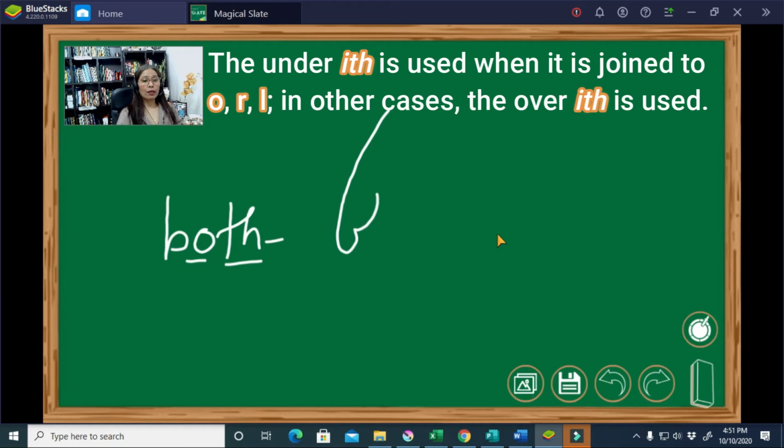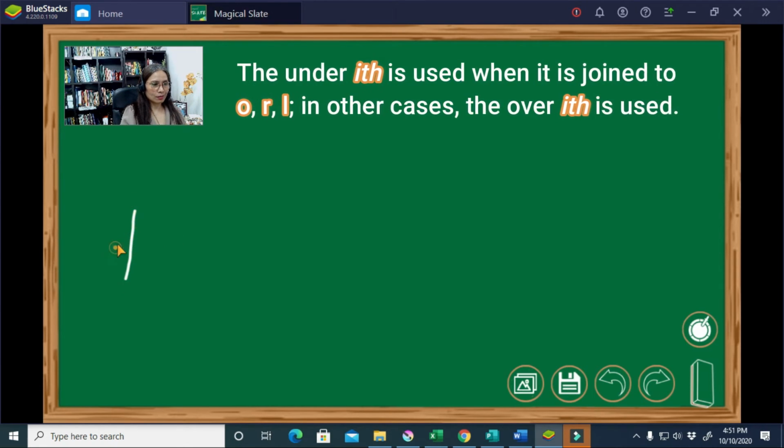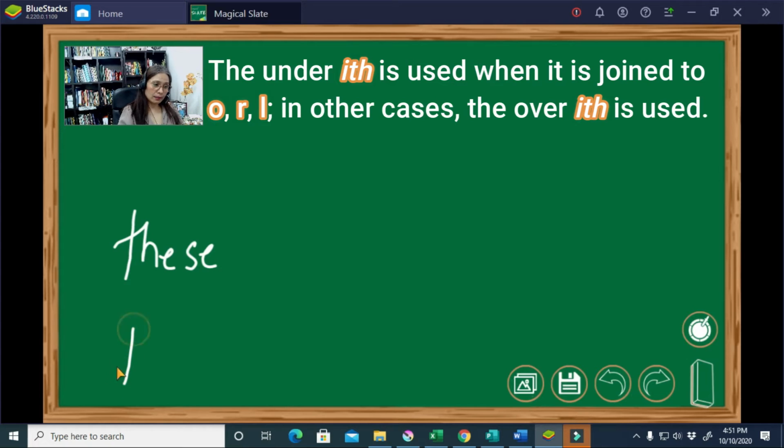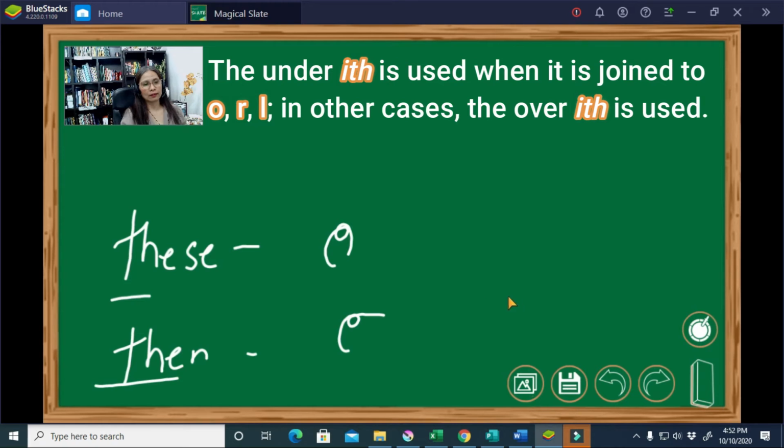Alright, so basically, those are the rules in joining under if. It's after O R L. But in the word this, and so on, and the rest of the letters or strokes or symbols, you are going to use what? Over if. Okay? This is over if and E and S. This. That's one. Okay? We have the over if and E and N. Then. Alright, so those are the principles of joining the symbols.